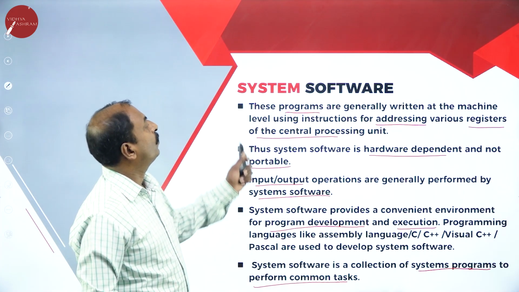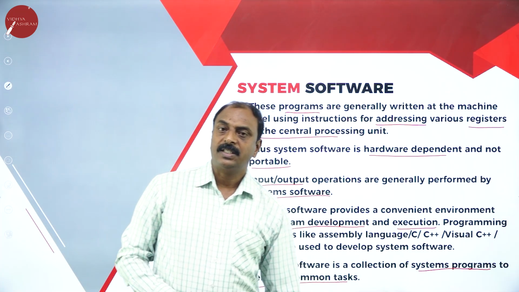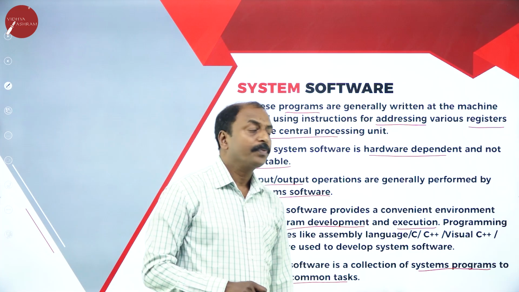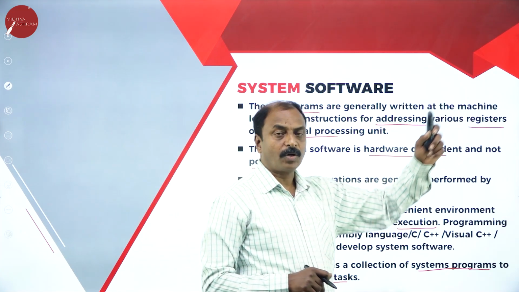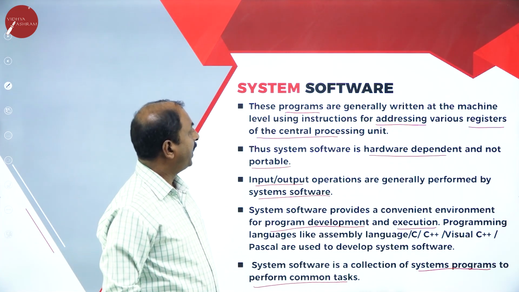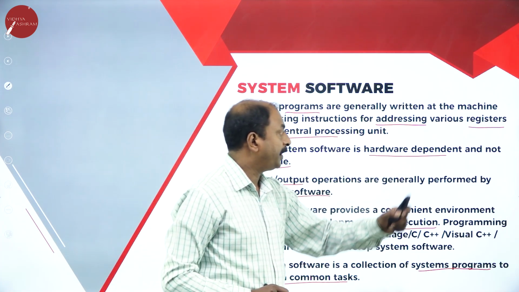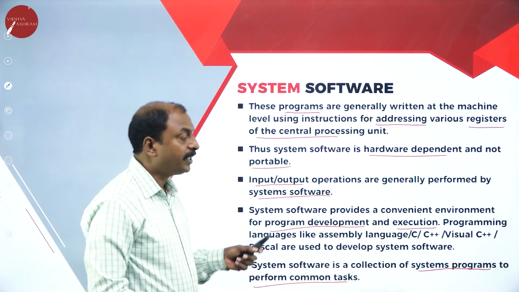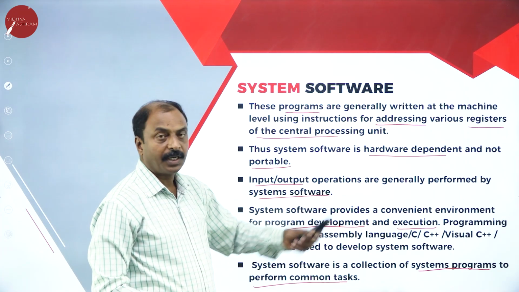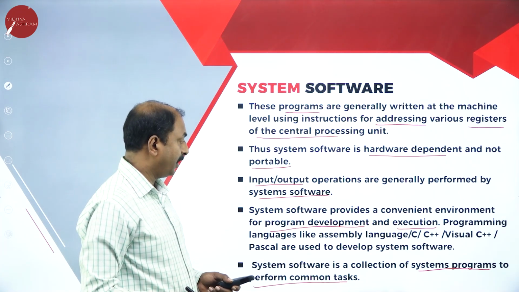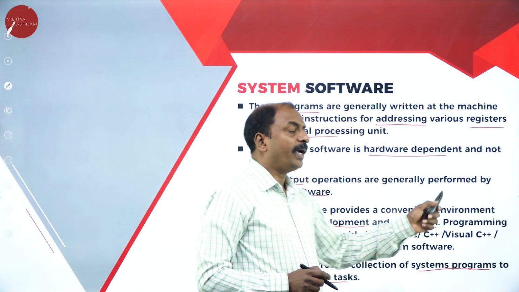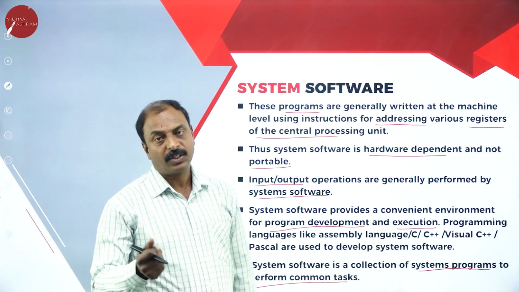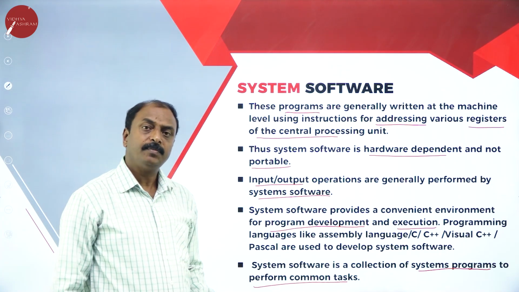So, generally, what is a system software? A system software is a software which is written or used to address different hardware components of a computer system. And it is hardware dependent and not portable. Operations like input and output are carried out by this system software. And it provides a platform for program development and program execution. And this is a system software.